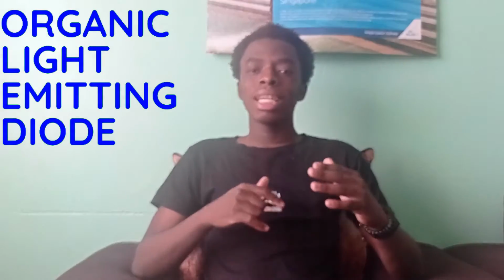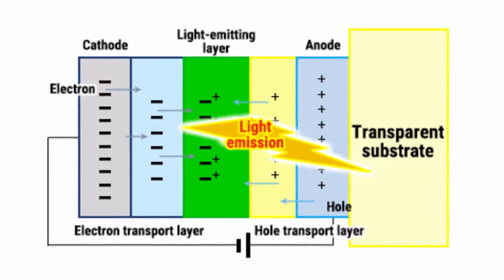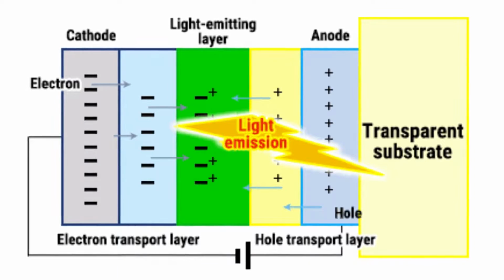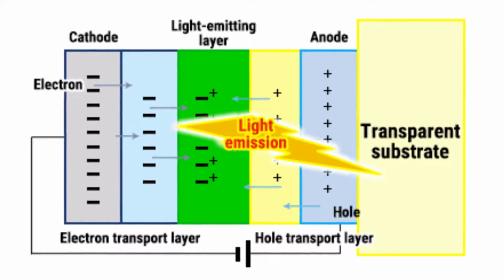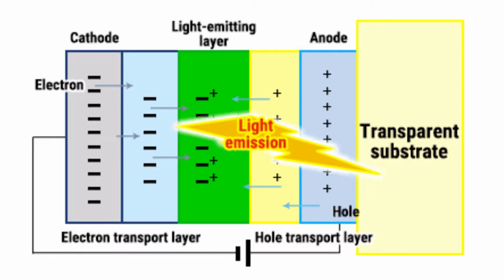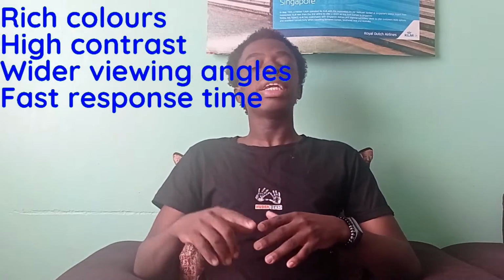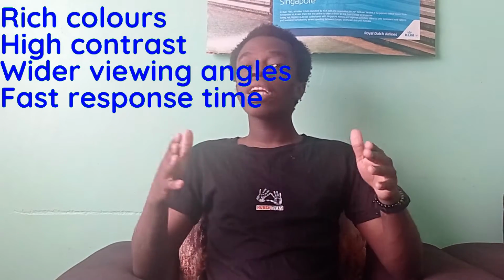So the term OLED stands for Organic Light Emitting Diode. In this type of display, there's a thin film of organic compound that produces light when an electric current is passed through it. This material is placed between two electrodes which provide the current. One of the electrodes is transparent, so when the light is generated, we get to see the light, hence the display on your screen. This type of display has rich colors, high contrast, wider viewing angles, and a very fast response time. The organic part makes it faster than normal LEDs.